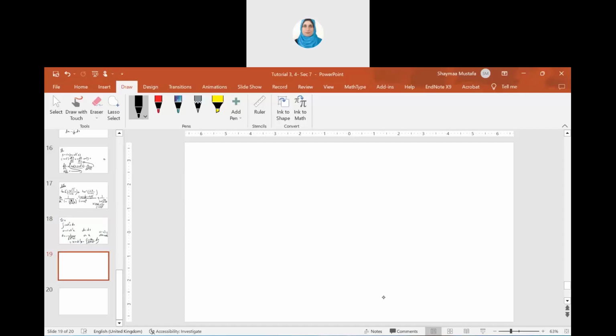Now 29b. For 29b, they already give you how to solve. 29b is the integral of sin inverse square root of x over x plus x squared dx. This one they already help you, they give you a hint. u is sin inverse square root of x.